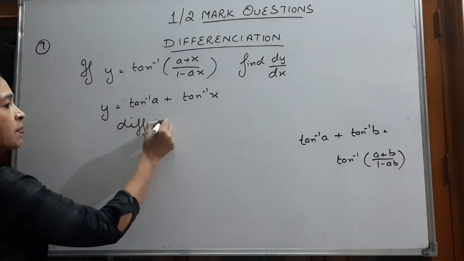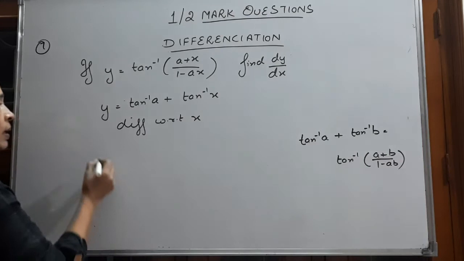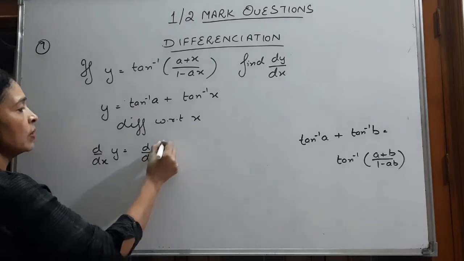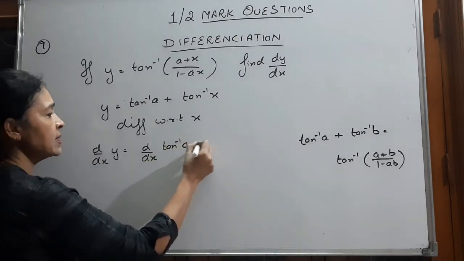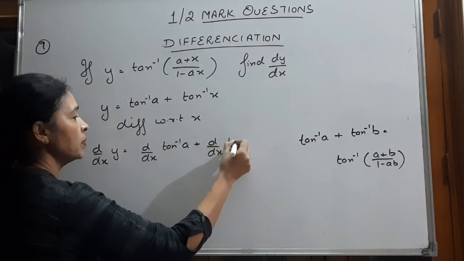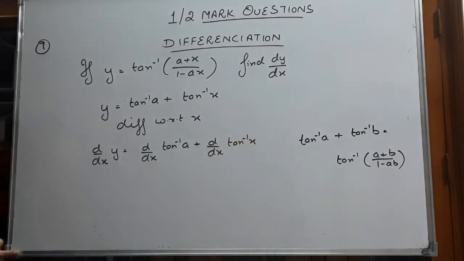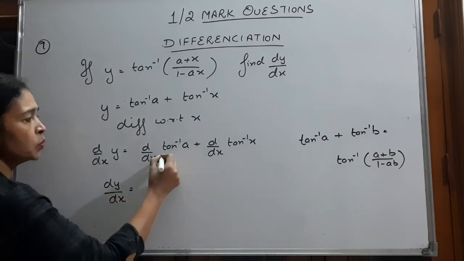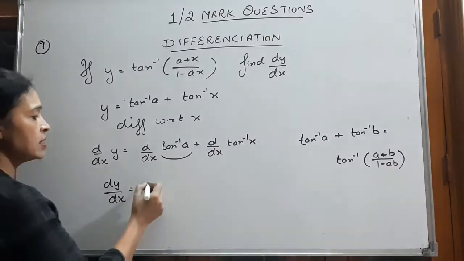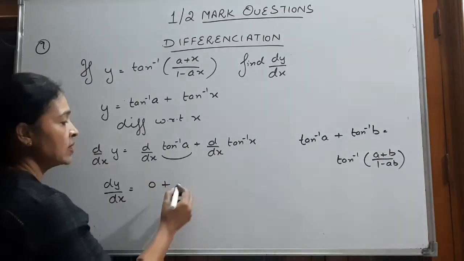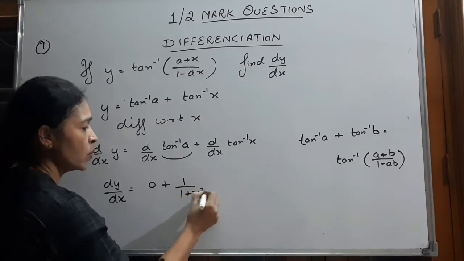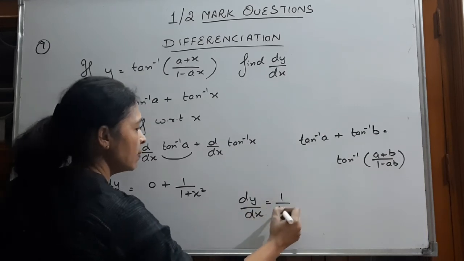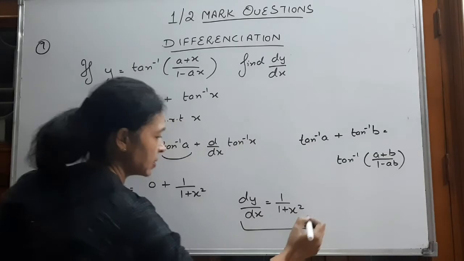Differentiate with respect to x. d upon dx of y equals d upon dx of tan inverse a plus d upon dx of tan inverse x. What is derivative of y? 1 into dy by dx equals, tan inverse a is a constant, so its derivative is 0, plus what is derivative of tan inverse x? 1 upon 1 plus x square. Therefore dy by dx is 1 upon 1 plus x square, our final answer.